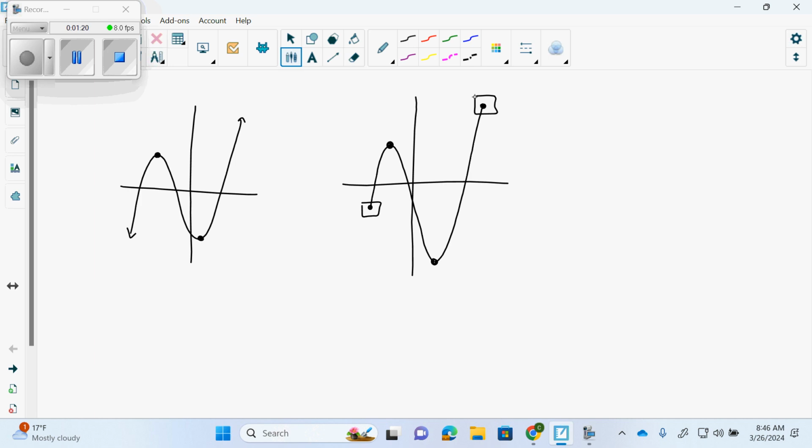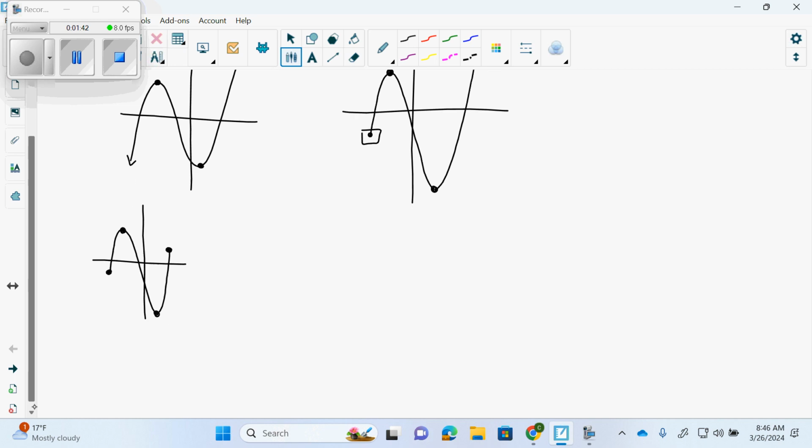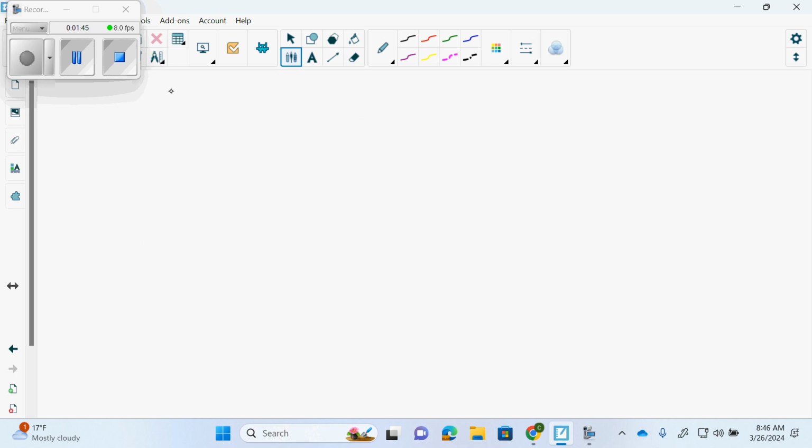Make sense? So if I gave you something like this then, what are my endpoints? Nothing here, just endpoints. What's this? Absolute max. What's this? Absolute min. Okay. So today we're going to talk about max, mins with restricted domains. And we're going to do the second derivative, so concavity.